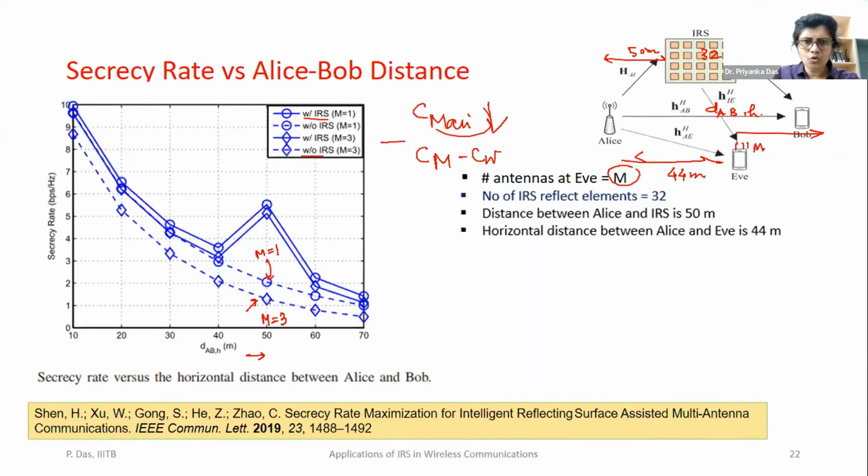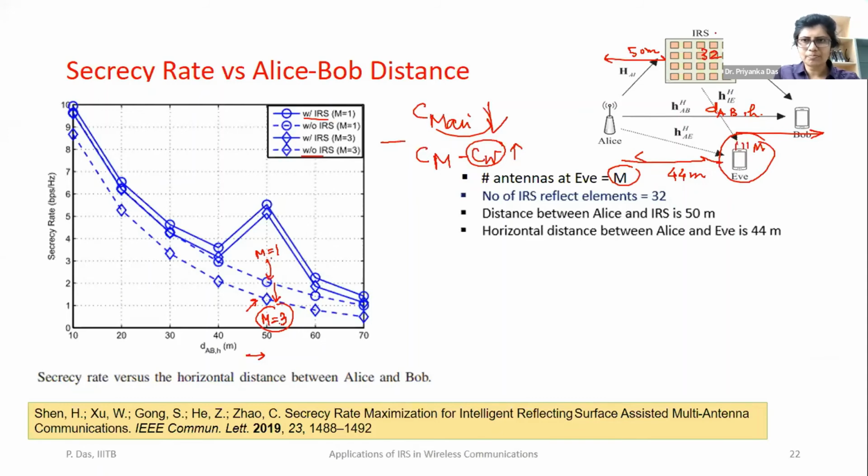What is the trend with more antennas at the eavesdropper? With more antennas, it's better for the eavesdropper to hack. In our terminology, C_W will go high if M increases, and the difference will go down. So you will get a lesser secrecy rate when M equal to 3 than when M equal to 1.